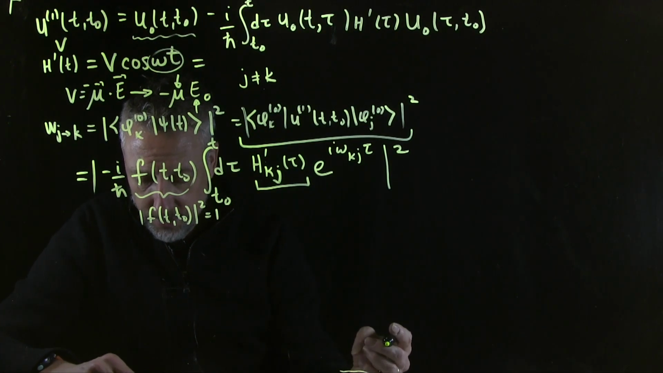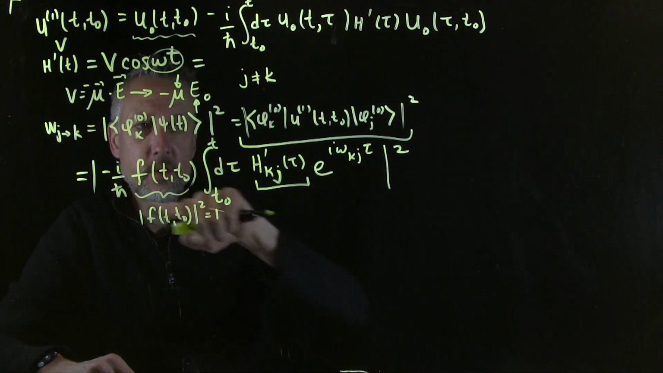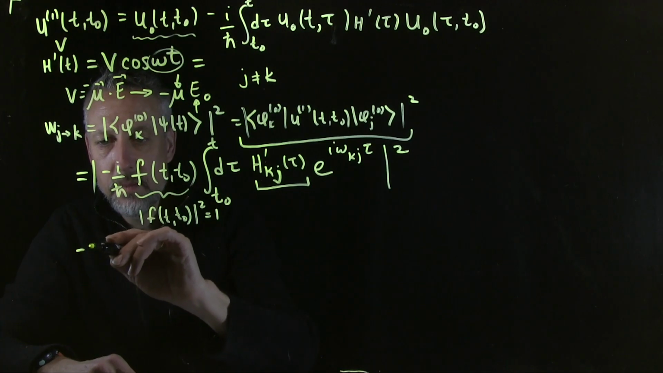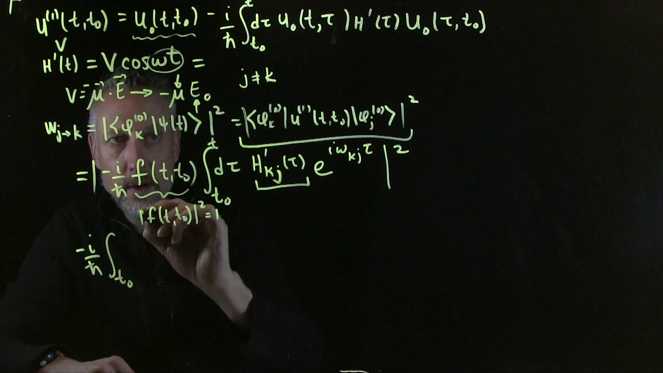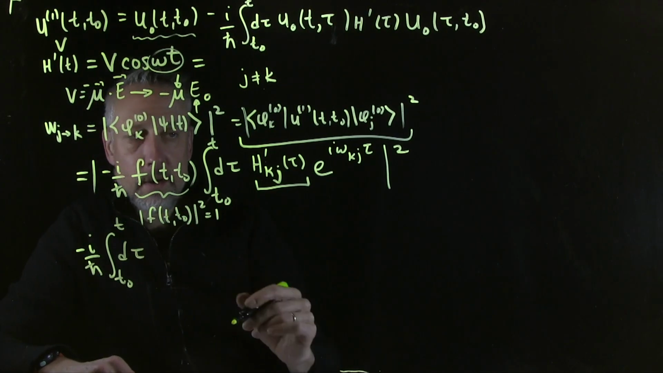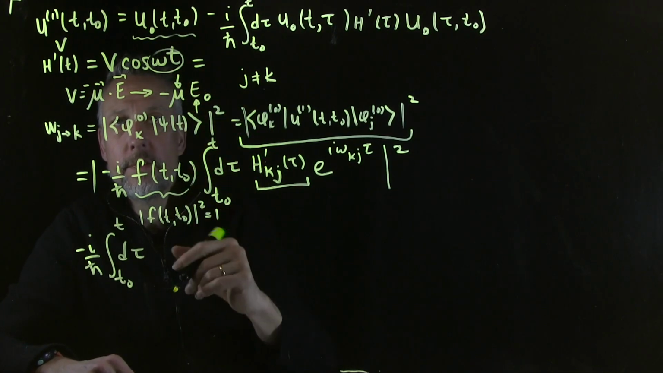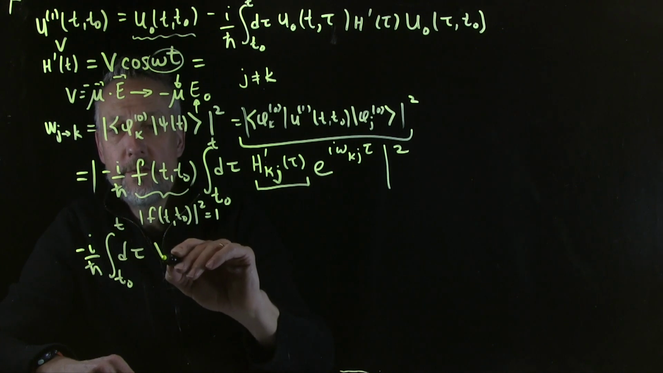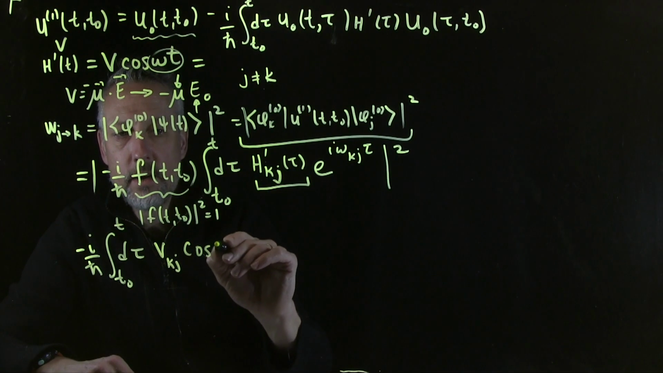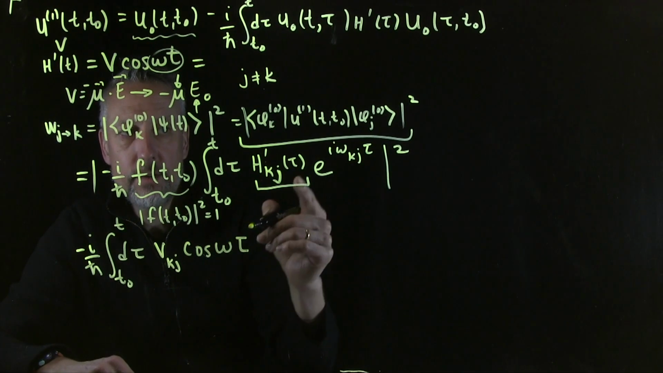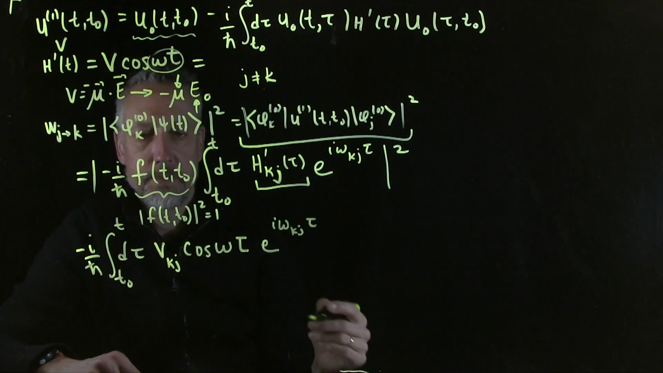Okay, so what we're interested in is this integral part. The integral part will be minus i over h bar. We're going to leave out the f because we don't care about the not-integral part. And then we have h prime_kj, so that's going to be the kj element of this. So it's going to be v_kj times cosine omega tau, because it depends on tau, times e to the i omega_kj tau.